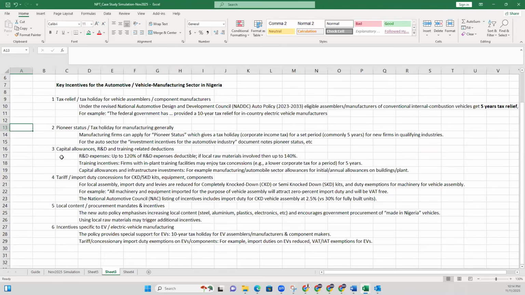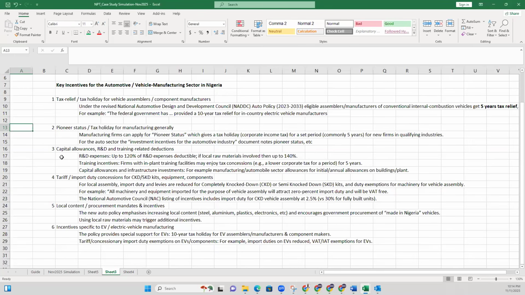2, pioneer status/tax holiday for manufacturing generally. Manufacturing firms can apply for pioneer status, which gives a tax holiday, which is corporate income tax for a set period, commonly 5 years, for new firms in qualifying industries. For the auto sector, the investment incentives for the automotive industry document notes pioneer status, etc.